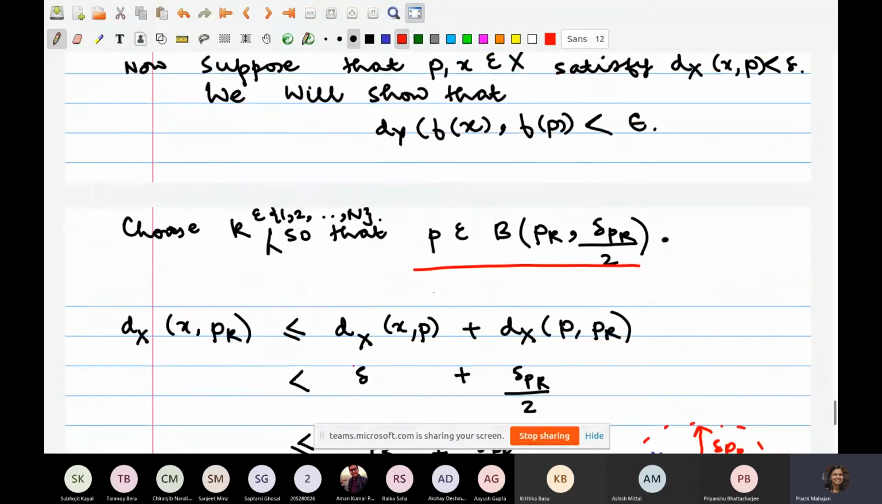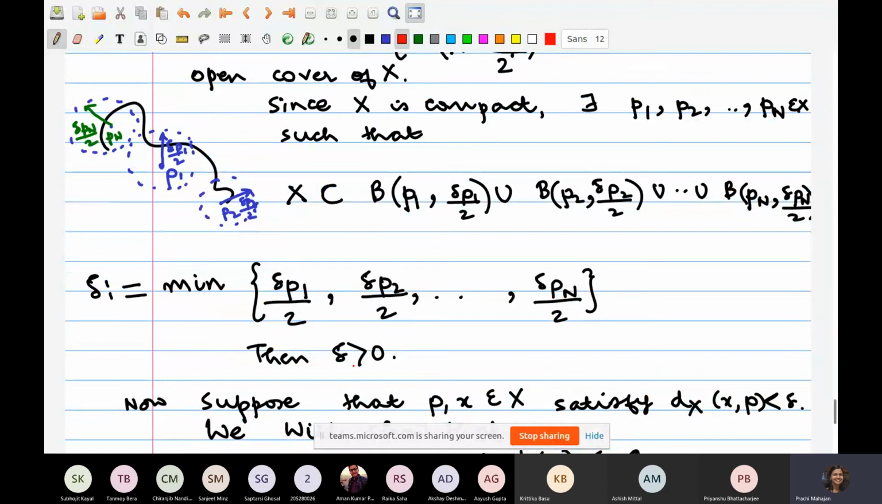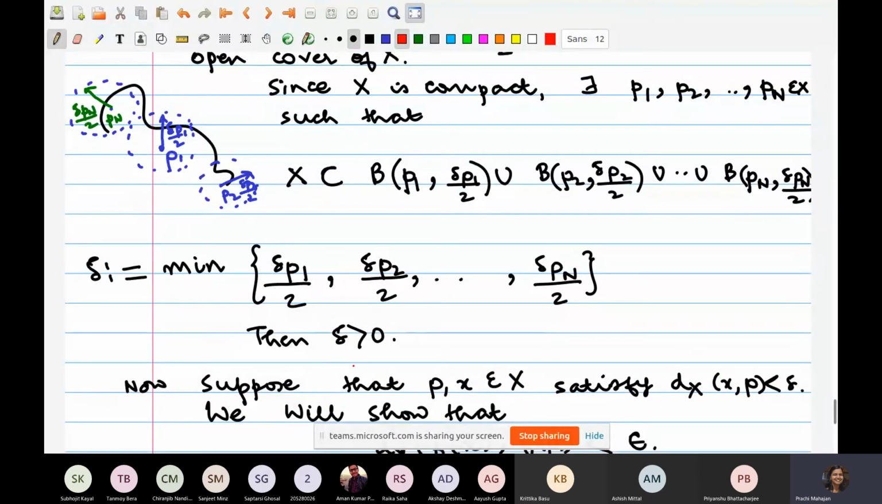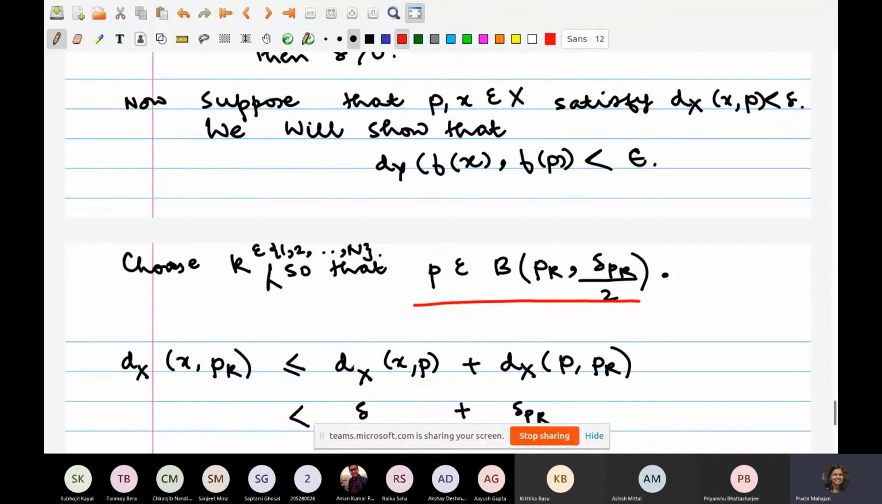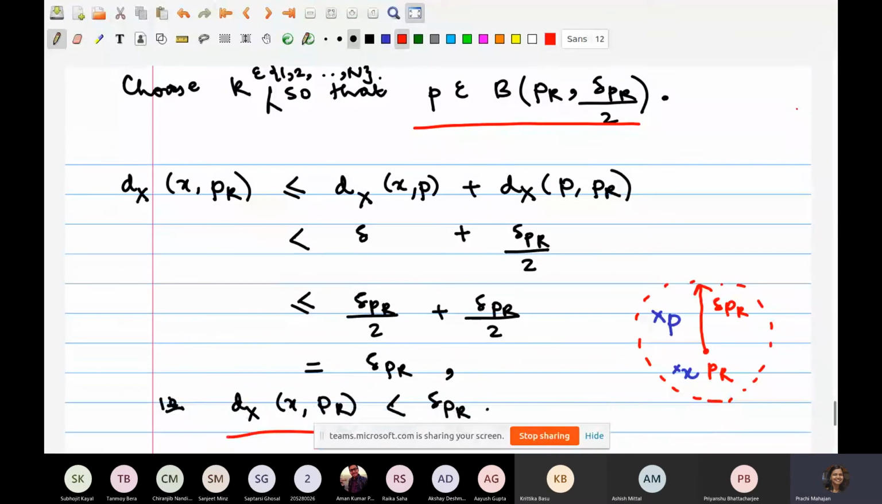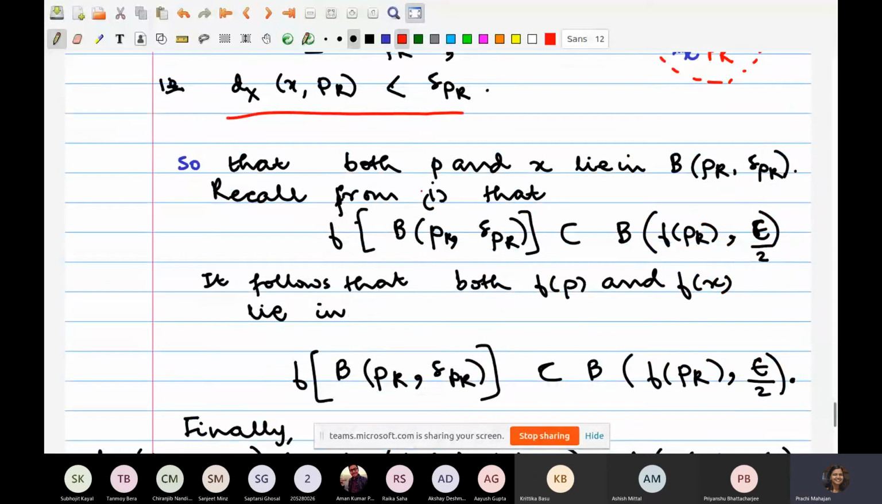So instead of looking at these infinitely many balls which cover X, you just work with finitely many of them. You make sure both X and P are in one such fixed ball. We started with the assumption that X and P are at most delta distance apart. With this, we found one fixed ball around the point pk of radius delta p such that both these points are in this fixed ball. That is the crucial step here, right?